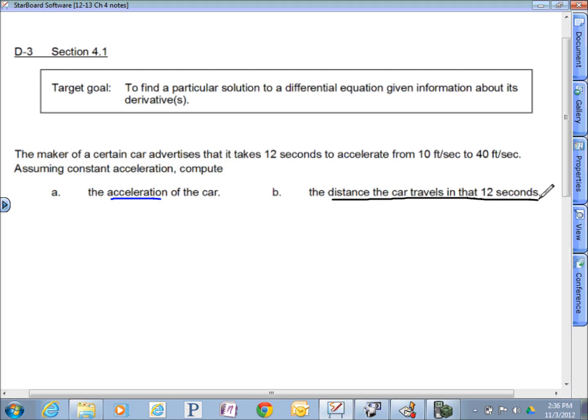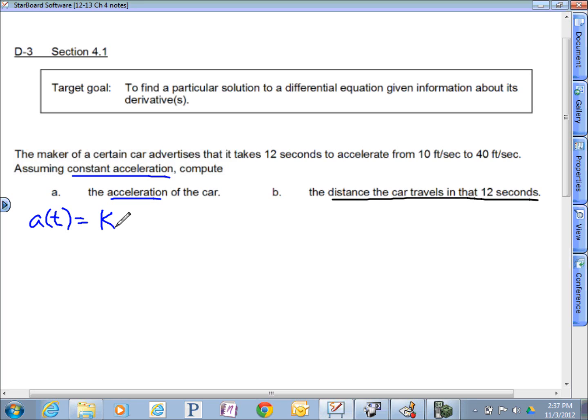Acceleration we know as a of t. According to this, the acceleration is going to be constant, so a of t is going to be a number. If k is some number, and I didn't pick k for any reason other than math people like to use k's to represent some of these constants.